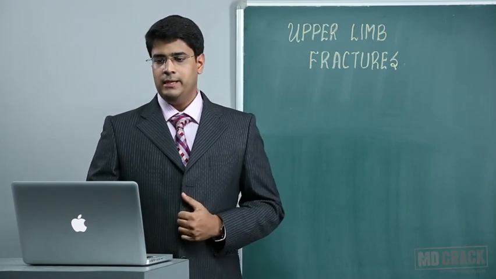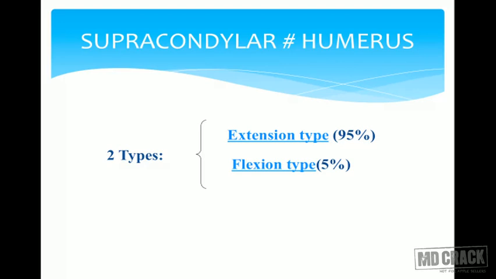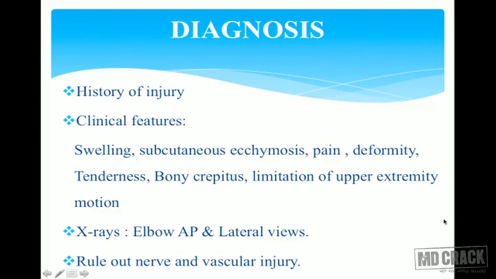Supracondylar fractures are divided into two types, that is the extension type and the flexion type. The extension type is the commonest type, almost 95% of the time it's extension, and flexion is only 5%. So this could also be an important MCQ, where extension is the commonest type of supracondylar fracture. The diagnosis of this fracture is very important, and we'll go through those points.